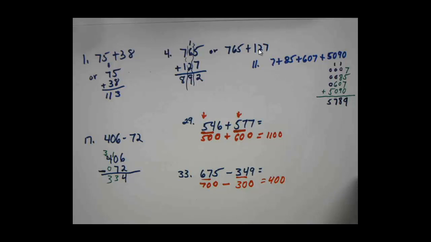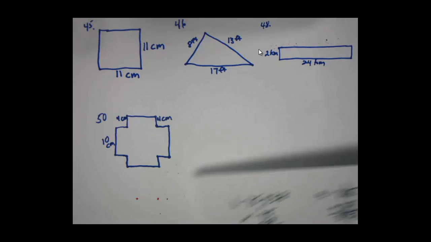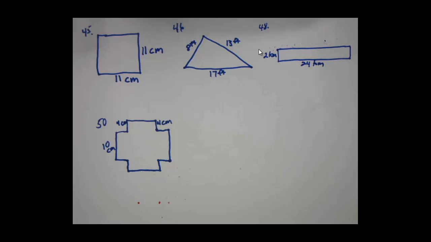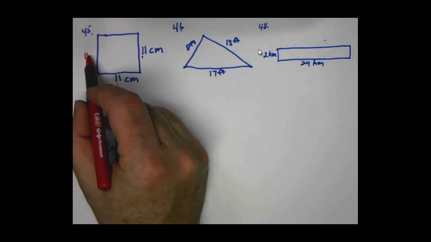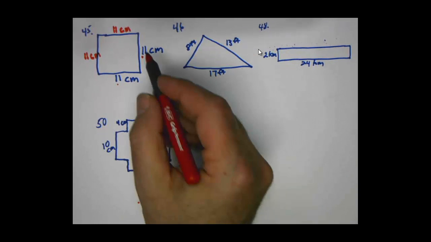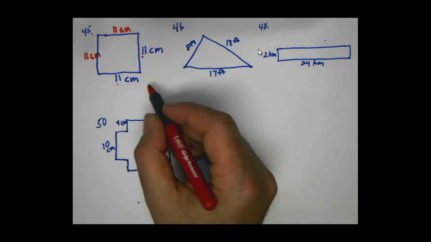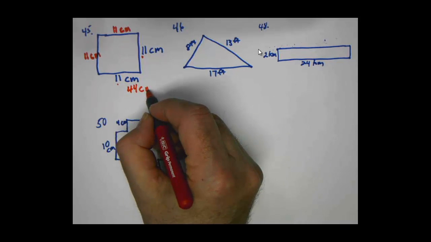Okay? The next goal is to find the perimeter of a polygon. Now, I've done some sample polygons here from our homework. Problem number 45 here is a square with sides of 11. So if this is 11, that's 11. We know that this other side and the top are also going to be 11. So we have 4 sides. They're all 11 centimeters. This is the abbreviation for centimeters. So we simply add them all up, and we would have 44 centimeters.